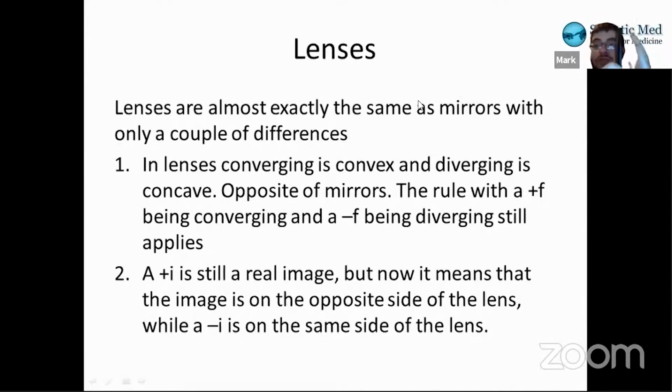Unlike in mirrors, you don't expect it to reflect, so you expect it to go through, and it would have to be on the opposite side of you to be real. Whereas if it does reflect and go back onto the same side as you for a lens, it's actually a virtual image. Again, it's the opposite of mirrors.